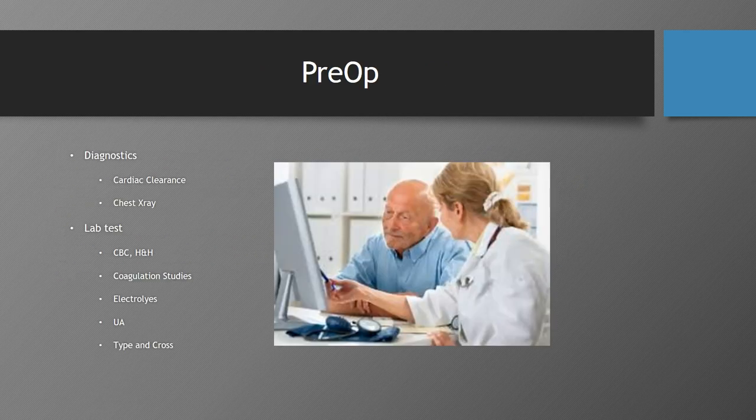So for pre-op, they have diagnostics, which is going to be a cardiac clearance and a chest x-ray. The cardiac clearance is going to be an echocardiogram. They're going to do an EKG. They will also do some lab tests, which is CBC, H&H, coagulation studies, electrolytes, UA or urinalysis, and a type and cross. So for the cardiac clearance, the EKG and the echo is really truly to see if your heart can withstand having surgery. And also the EKG is done to make sure that if you're sinus rhythm before, then during you should be sinus rhythm, and after you should also be sinus rhythm. So the idea is really just to make sure that there's no changes with that.